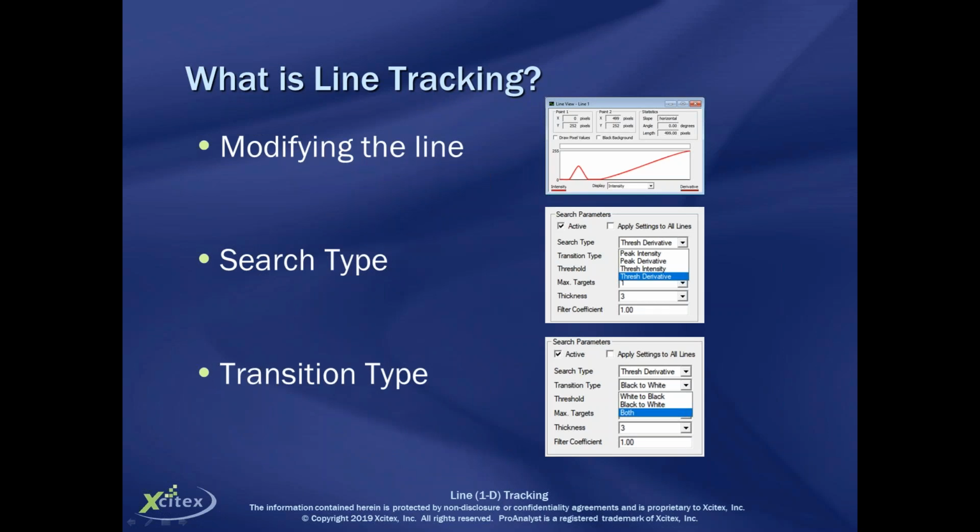First of all is modifying the line. The most important thing to remember about 1D line tracking is that the lines have directionality. There's a point A, or it is a point 1 and a point 2. This appears as P1 and P2 in the software. This is important because later on we tell the software the transition type that we're looking for, either white to black or black to white, and it is this transition type which determines the location for the point on the line.